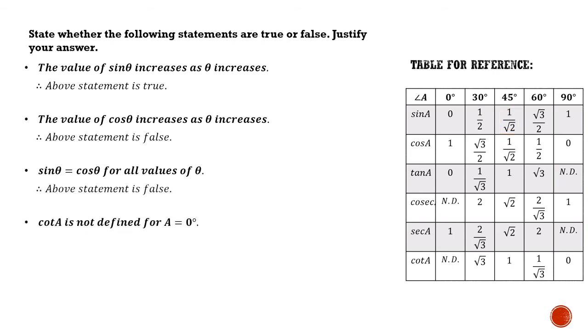The next question is: cot A is not defined for angle A equals 0. Cot for angle 0 is not defined, which is right here in front of us. That means the statement is true.